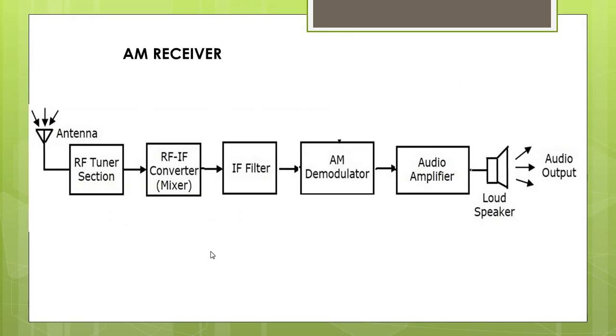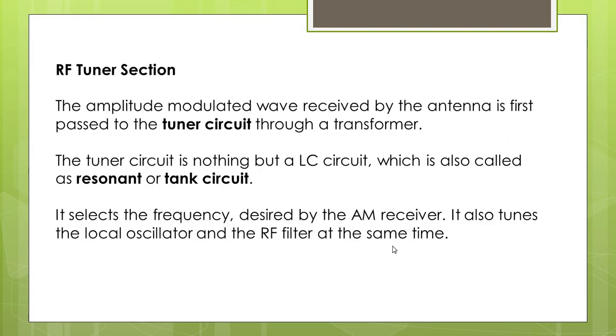So this is a block diagram of an amplitude modulation receiver. We have an antenna, the RF tuner section, the RF to IF converter which is the mixer, then we have an IF amplifier, an AM demodulator, an audio amplifier, and the loudspeaker which gives the output in audio form. The working of these blocks is also similar to the previous one.